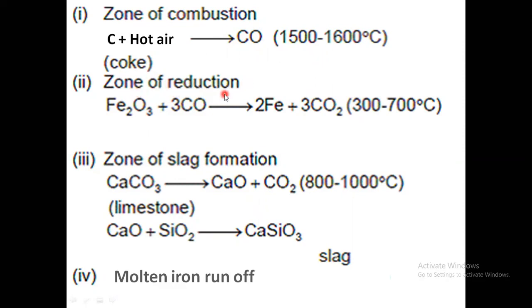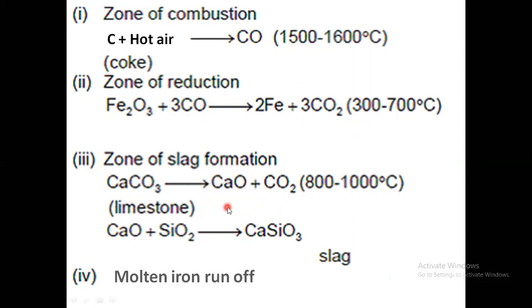Then, in the zone of reduction, carbon monoxide, which is produced in the first step, reacts with iron oxide ore and takes oxygen from iron oxide and forms carbon dioxide. And what is left behind? Iron. Then, in the zone of slag formation, limestone which we have added from the top of the blast furnace along with iron ore is decomposed into calcium oxide, that is called lime, and carbon dioxide, right? Carbon dioxide which is produced in this process is removed from an opening of the blast furnace into the surrounding.